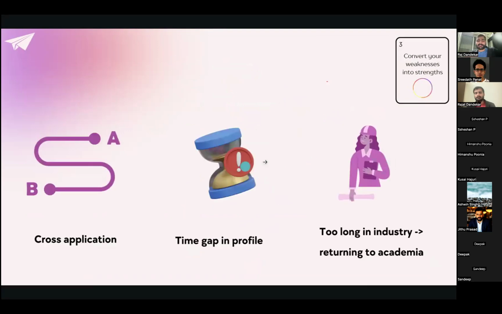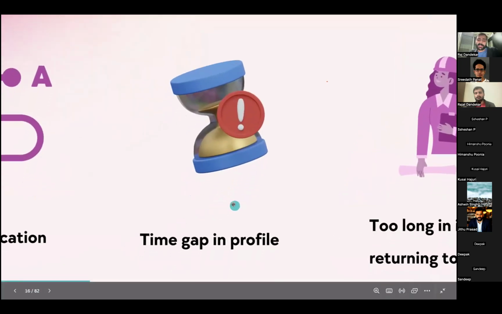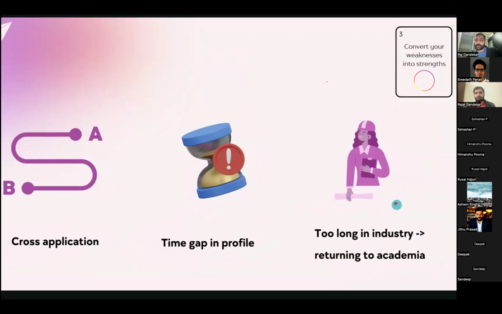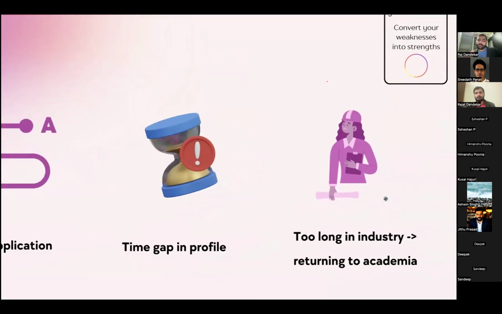Now, as I mentioned, you can use your SOP to convert your weaknesses into strengths, right? How can you do that? Let's say you have a time gap in your profile, or you have spent too long in industry and now you're concerned about returning to academia. Maybe you can mention in your SOP that out of the incoming cohort to this particular field or branch, no one would have the industrial experience that I have. And that's why I would be a great addition to this year's cohort.